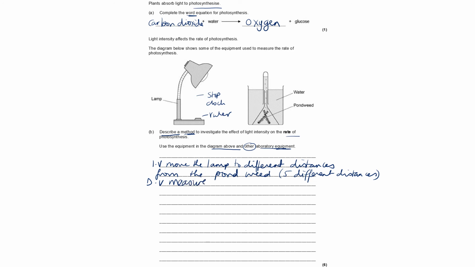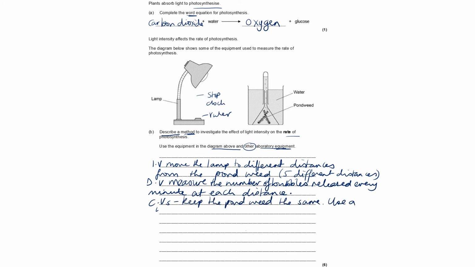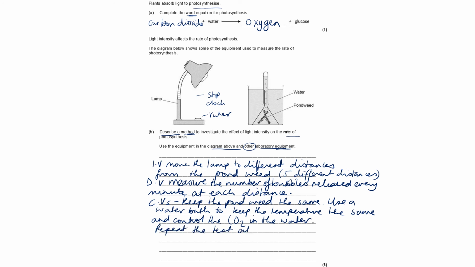So I mentioned the independent variable and that I need to move the lamp to different distances from the pondweed, 5 different distances. I could improve that bit by actually mentioning the ruler. I mentioned the dependent variable and measuring the number of bubbles released every minute at each of the distances. I mentioned control variables such as keeping the pondweed the same, using a water bath to keep the temperature the same, and to control the carbon dioxide content in the water.